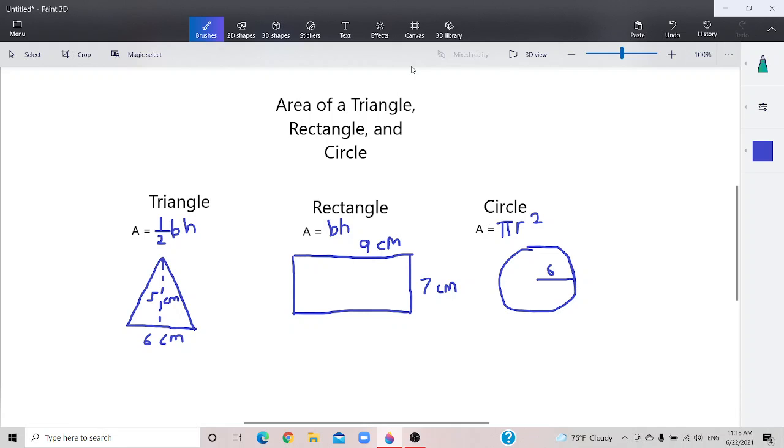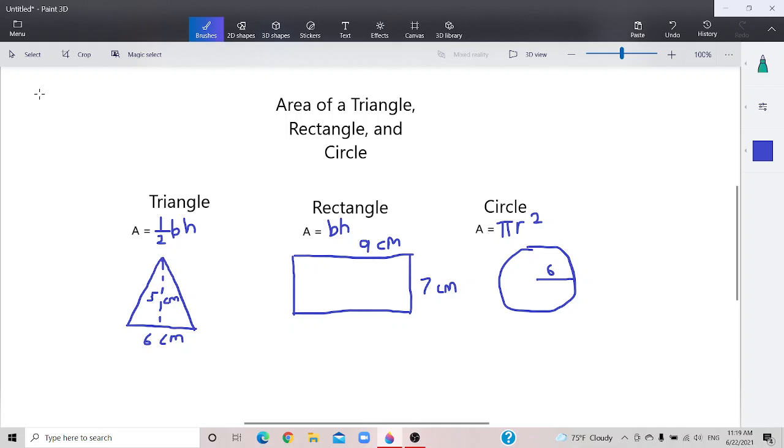And in this video, we're going to be discussing the area of a triangle, area of a rectangle, and the area of a circle. So how do we find the area of these shapes? Well, I have listed the formulas underneath each shape. So for triangle, A, which stands for area, equals 1/2 times base times height.